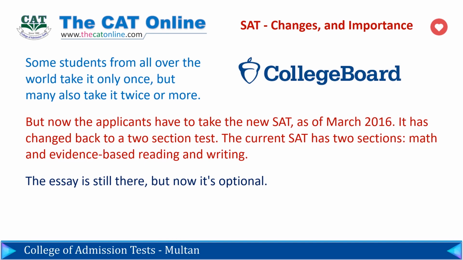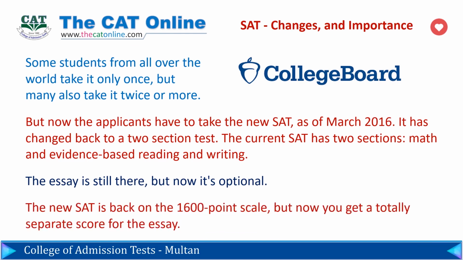The scoring system has changed along with the test. The pre-2005 SAT was out of 1,600 points. The 2005 to 2016 SAT was scored out of 2,400 points with the essay included in that score. The new SAT is back on the 1,600 point scale, but now you get a totally separate score for the essay.